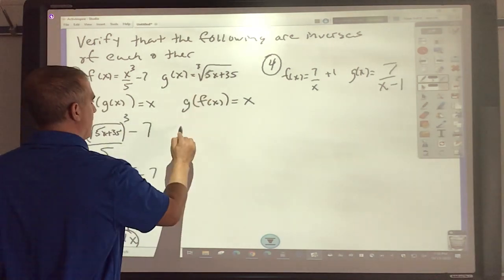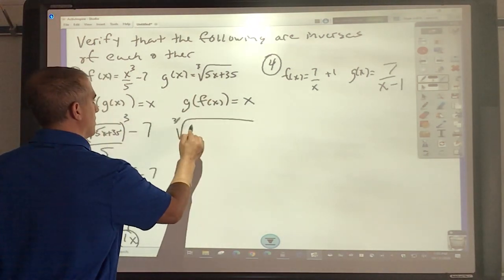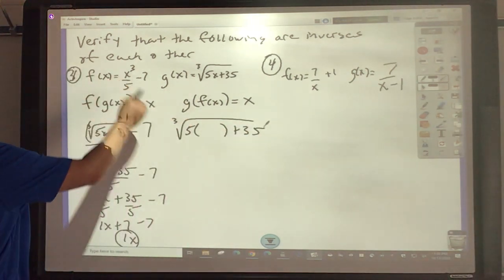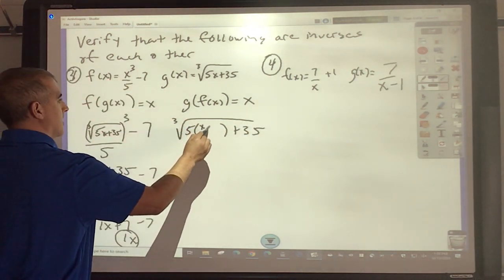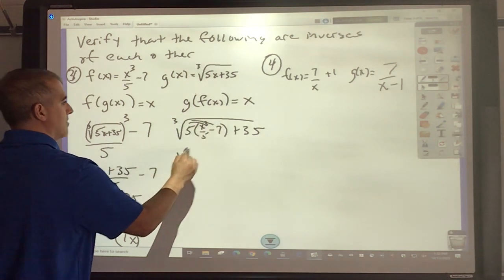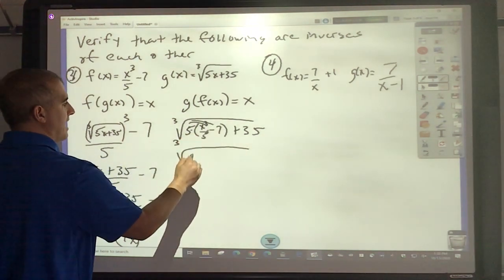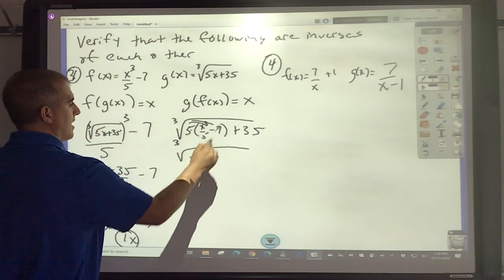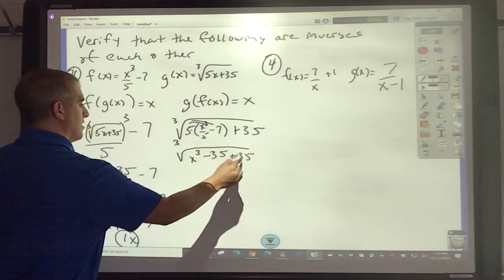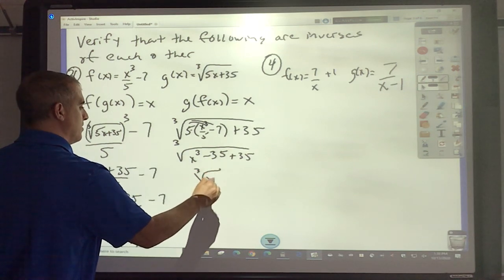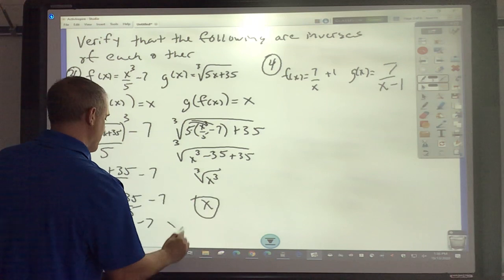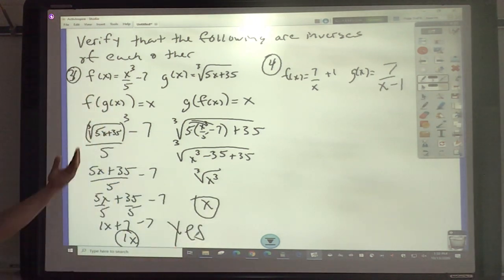Now I'd start with the g function. Cube root, 5 parentheses plus 35. I would put the f function in there. x cubed over 5 minus 7. I distribute that. 5 times that would be x cubed. 5 times that would be negative 35, plus 35 there. Those cancel each other out. The cube root of x cubed would just be x. So that's a way you can verify that they are inverses.